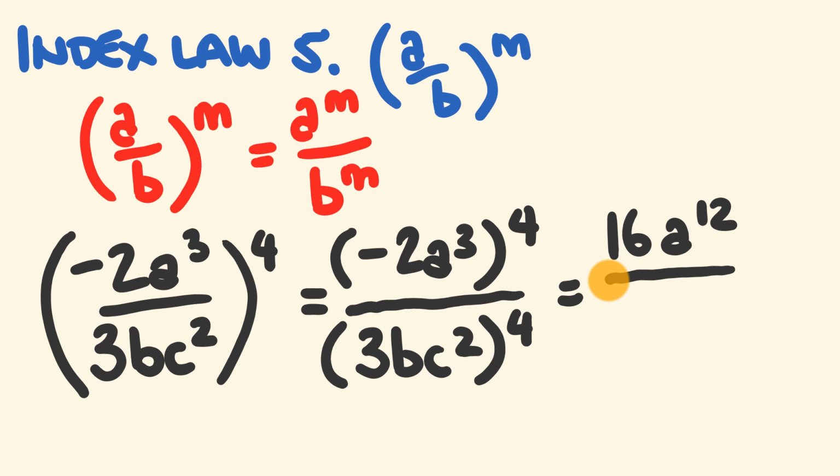This is all going to go over the top of, well, we have 3, the coefficient here, raised to the power of 4. That's 3 times 3 times 3 times 3, which is 81. And that's going to be now b to the power of 4. And we have c, and we multiply these here: 2 times 4, c to the power of 8. So this can't be simplified any further.